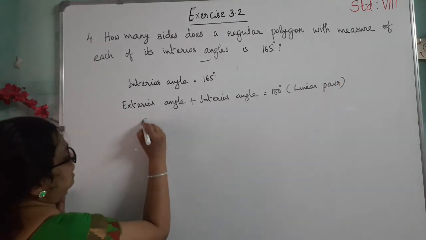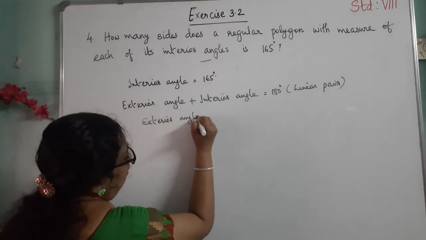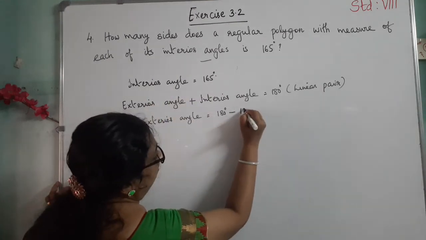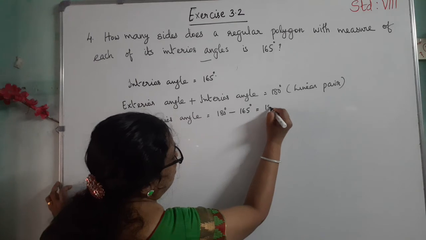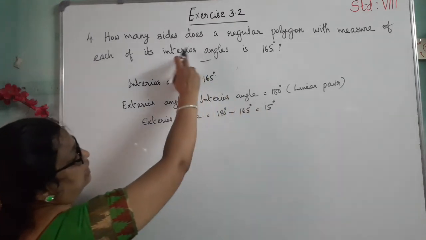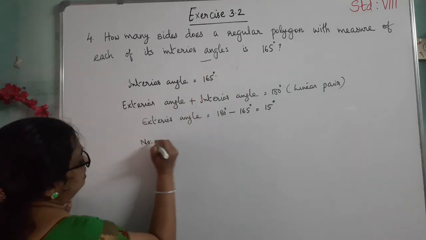Then the exterior angle we can find out: it is equal to 180 degrees minus the interior angle, which is given as 165 degrees, which is equal to 15 degrees. So one exterior angle is 15 degrees. It is given that it is a regular polygon, so we can find out the number of sides.